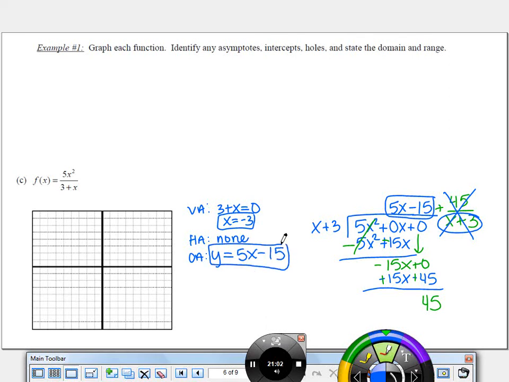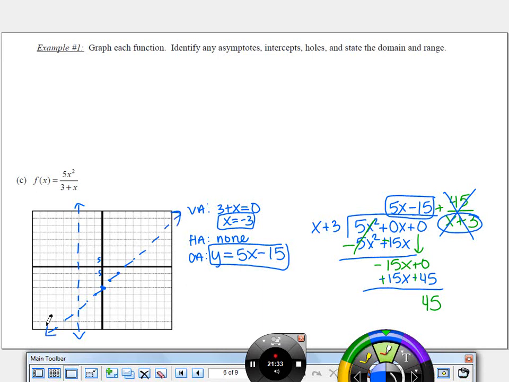So if I put my vertical asymptote and oblique asymptote on here, there's my vertical asymptote at x equals negative 3. And I'm going to go ahead and number my y-axis by 5s, so that I can plot my negative 15, and then a slope of 5 is up 5 over 1. I know it looks like a slope of 1 over 1, but we scaled the axis, so just be aware of what it is and what it isn't.